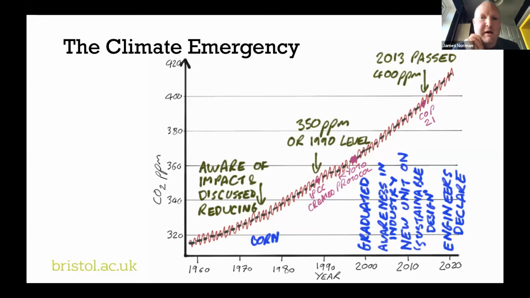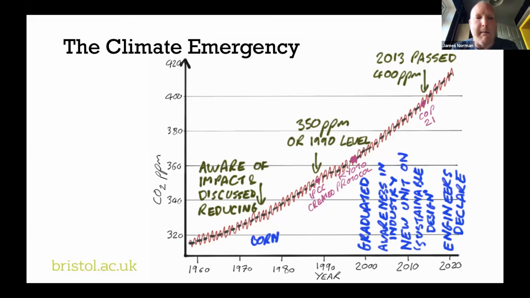Notice by then we've already passed 350 parts per million, the 1990 level of carbon dioxide in the atmosphere. This is what people refer to as the level required to stay at 1.5 degrees C, roughly. And I think there was a while where people were talking about going back to that. How do we get back to that, and how do we then stay below that as a long-term sustainable target?